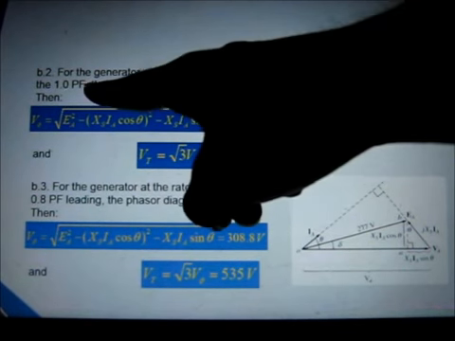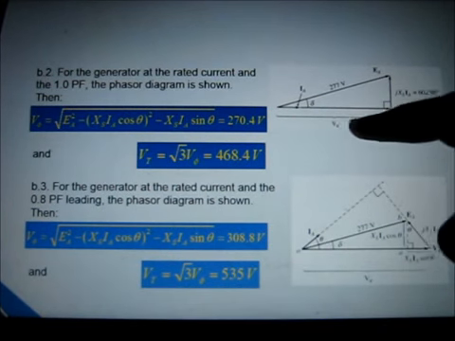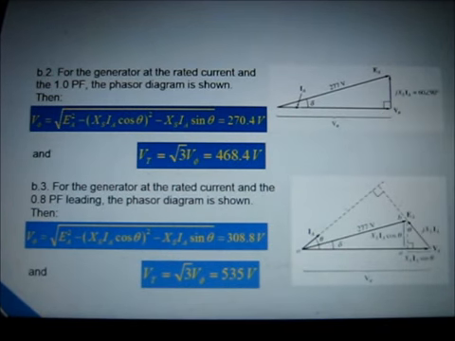Now we have a unity power factor. In this case IA and V phi are in the same phase. So the formula for V phi in this case is the square root of EA square minus (XsIA cos theta) square, minus XsIA sin theta, which comes to 270.4 volt, and VT, the line voltage, comes to root 3 V phi. Again for the leading power factor we do the same thing, and VT, the line voltage, comes to 535 volt.